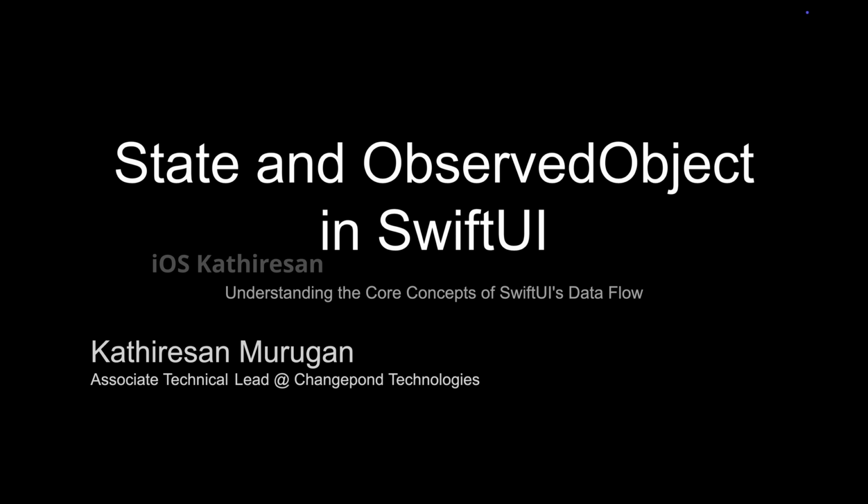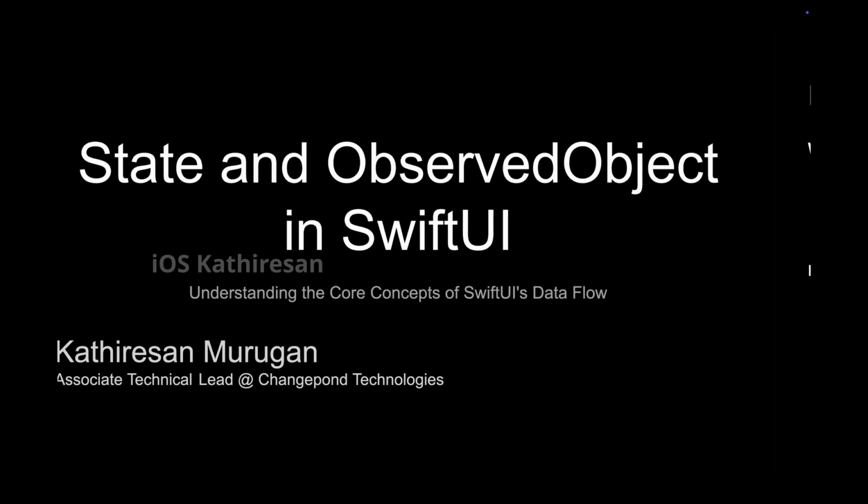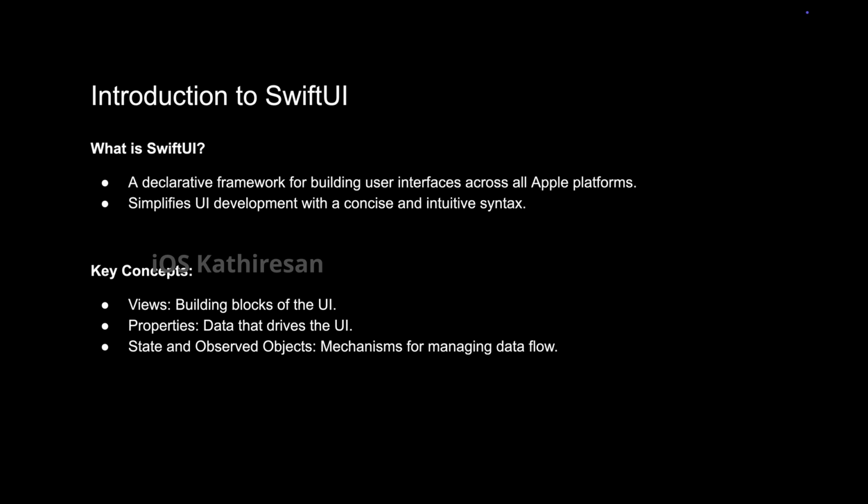Here I am going to explain the core concept of SwiftUI data flow, that's State and ObservedObject in SwiftUI. State and ObservedObject are property wrappers that are a building block of SwiftUI views. Okay, properties are data that drive the UI, which means we can store the data in the view and we are able to change the state of the view.